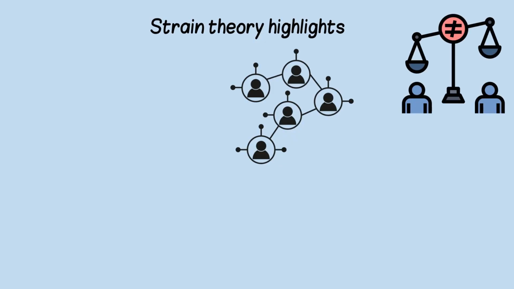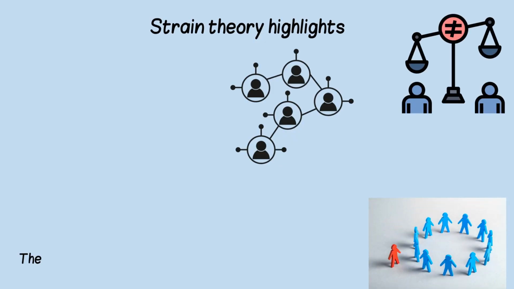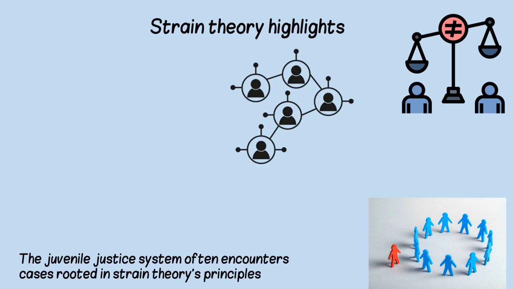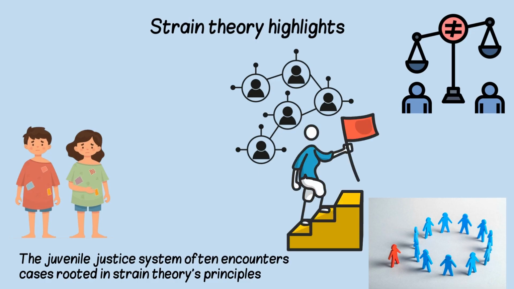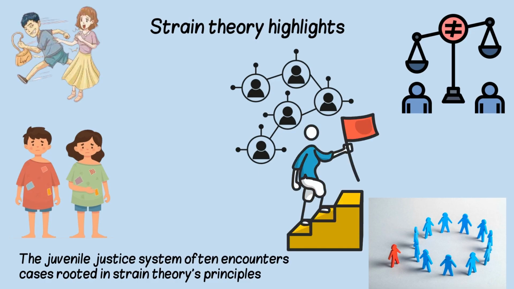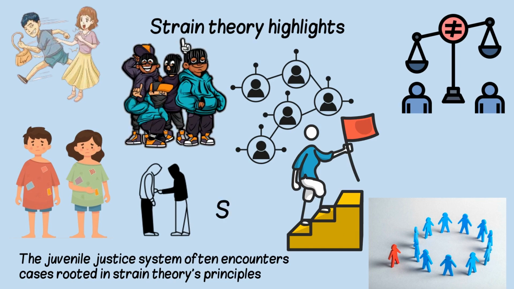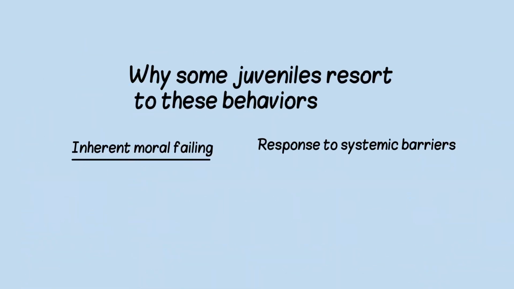Strain theory highlights how societal structures and inequalities contribute to delinquency, especially among marginalized groups. The juvenile justice system often encounters cases rooted in strain theory's principles. Many juveniles involved in criminal activity come from socioeconomically disadvantaged backgrounds where legitimate opportunities for success are limited. These youths may turn to theft, drug dealing, or gang involvement to gain resources, status, or a sense of belonging. Strain theory helps explain why some juveniles resort to these behaviors, not as an inherent moral failing, but as a response to systemic barriers.